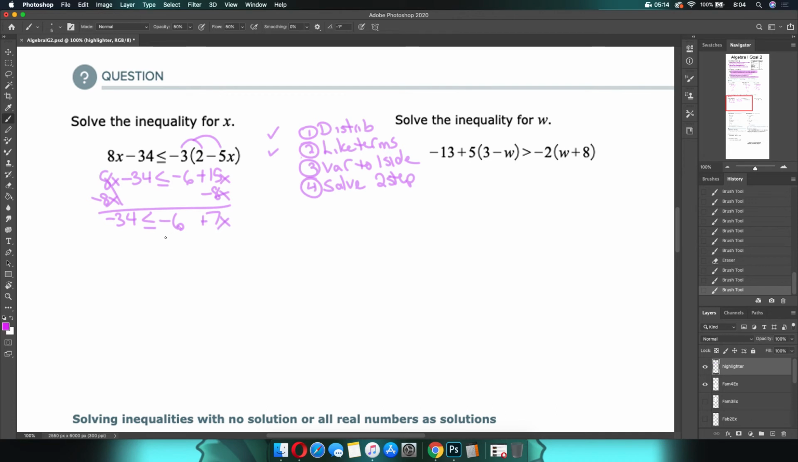All right, next up. So we've gotten the variable over to one side, and now we can start solving the two steps. So plus 6, plus 6. Those are opposite signs, so we're going to be subtracting, which is going to be 28, and then negatives is the dominant sign. Then we're going to divide by 7, and then we're going to divide by 7. So x greater than or less than or equal. Yeah, negative 4 is less than or equal to x.